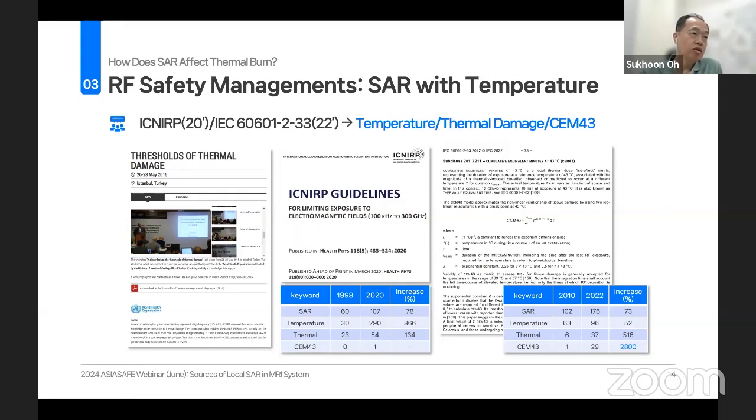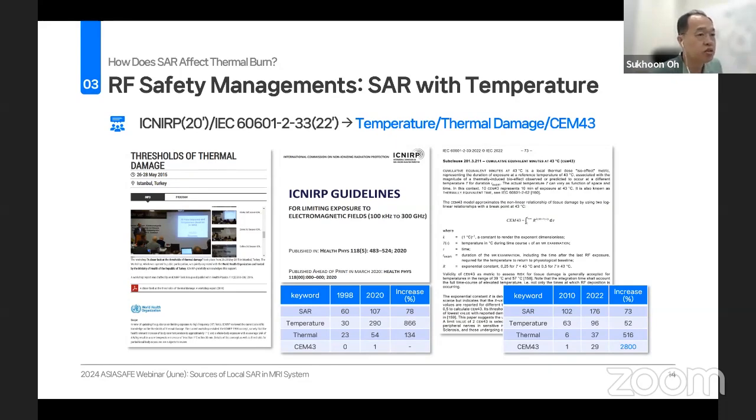Around 2015, the WHO began to take an interest in temperature for the purpose of RF safety medicine. Since then, ICNIRP and IEC regulations have released new updates that include much more about temperature, thermal damage, and CEM43, which means cumulative equivalent minutes at 43 degrees Celsius. These releases have significantly more references to temperature than the previous releases. This is because SAR does not take into account the thermoregulatory mechanism of the human body, whereas CEM43 does. In other words, CEM43 considers the heating by SAR and the cooling by blood perfusion or pausing the scan in between the complicated MRI scans.